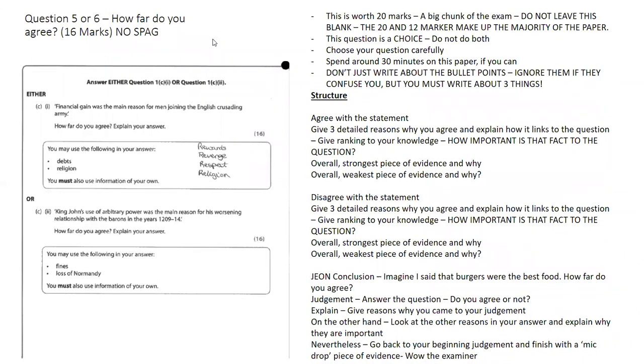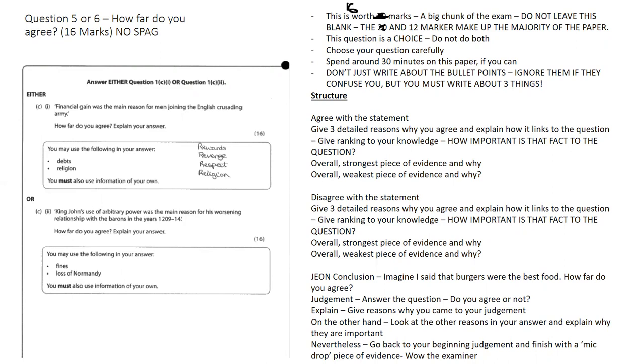Then you'll get the 16 marker. Now, just ignore one part of this. It's not worth 20 marks. Remember, this is worth 16 marks, this one. It's 20 marks in the medicine paper. So this is worth 16 marks, but it's a big chunk. It's half of the marks of the Richard and John paper.